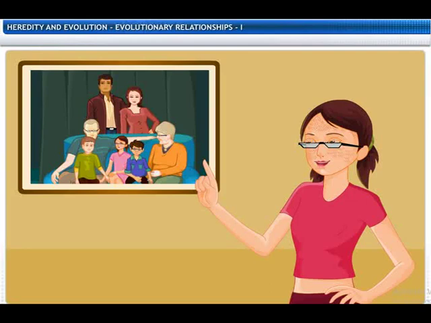Sarah. This is a picture of my family. There's my brother, and that is my cousin next to me. These are my parents, and those are my grandparents.